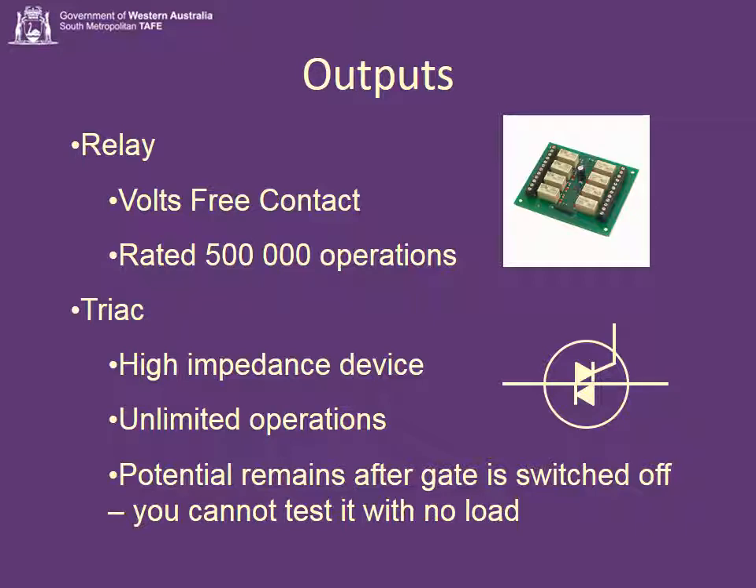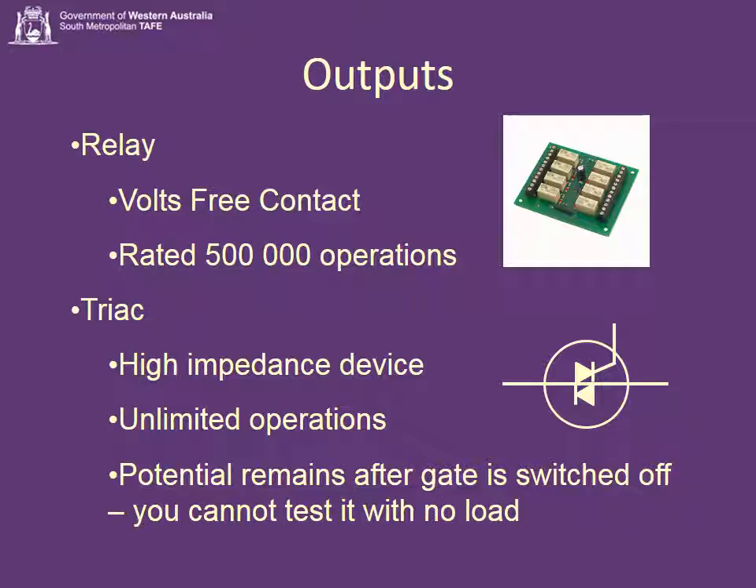When we talk about digital outputs, there are two types of digital outputs. There's the relay type, which we call the volts-free contact. It's called that because there's no actual volts on it. All it is is a switch. It just supplies a relay closure. It doesn't supply volts. If you want volts, you've got to put volts onto it.